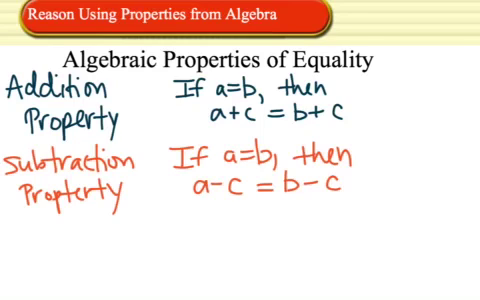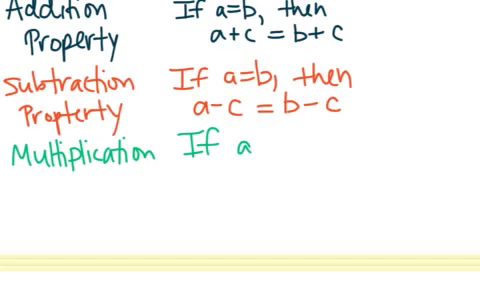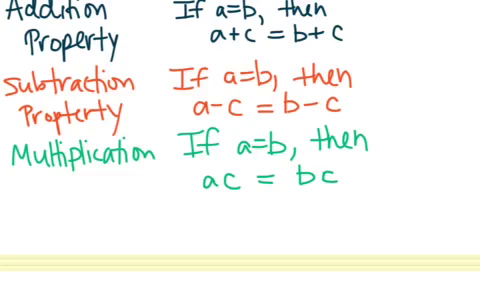All right, then we've got the multiplication and division properties. So multiplication, and I'm going to stop writing the word property because they're all properties, but I just don't feel like writing the word property. So if A equals B, then the multiplication property says I can multiply A by some other number or quantity C, and that's the same thing as multiplying the right side, or B, by the same number or quantity C. So AC equals BC.